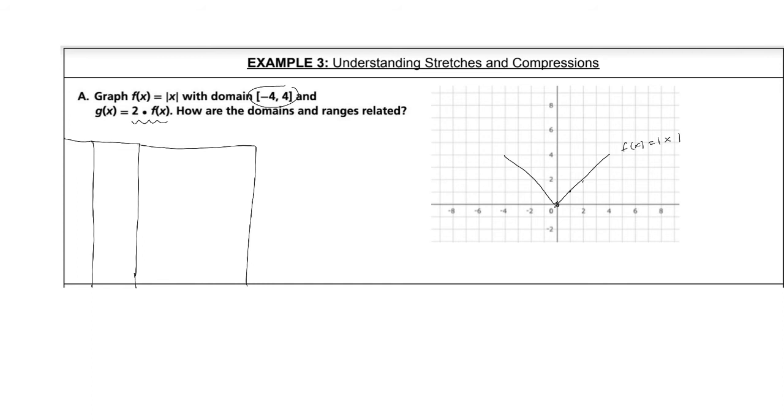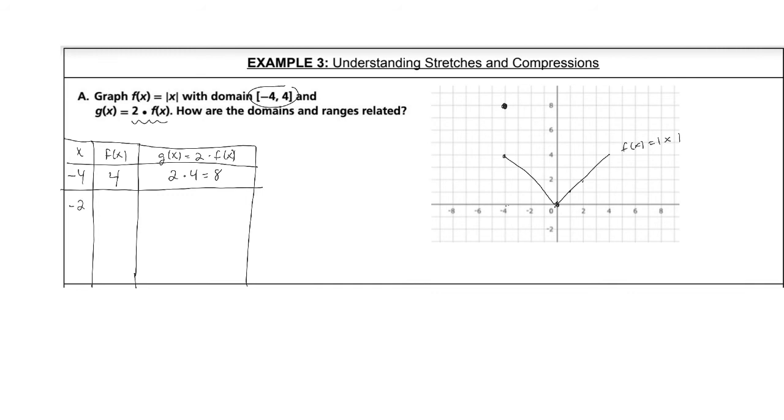Okay. The first thing is going to be our x, what we get for f of x, and our g of x, which is 2 times f of x. Say we start at -4, because our domain starts at -4. Our f of x is going to be 4, our y value. If we multiply it by 2, 2 times 4, we get 8 for g of x. So -4, we're going to get 8.